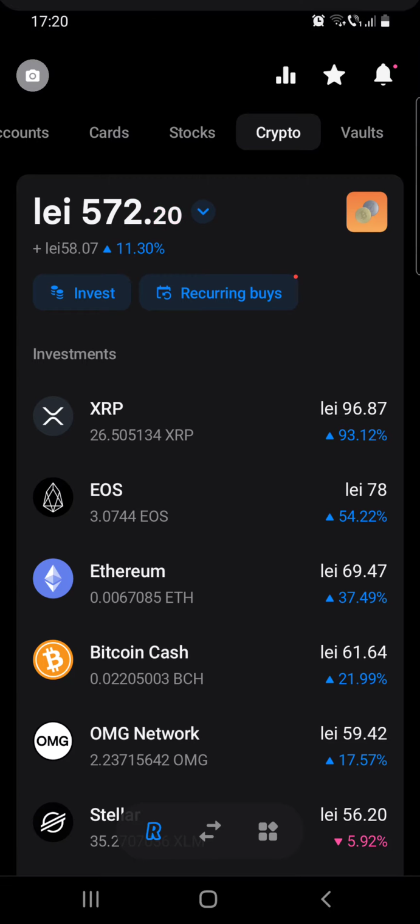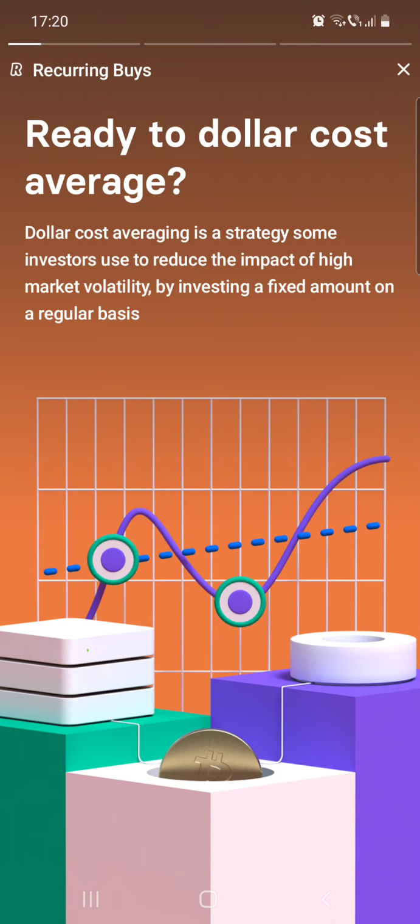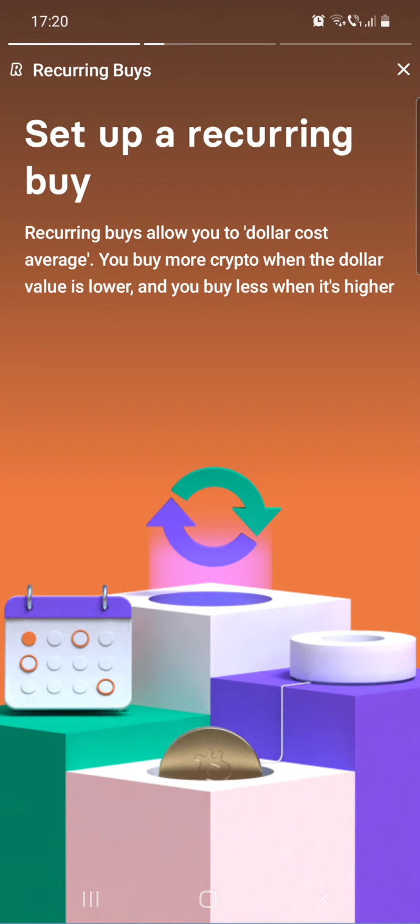You can also set up recurring buys. Ready to dollar cost average? Dollar cost average is a strategy some investors use to reduce the impact of high market volatility by investing a fixed amount on a regular basis. Set up a recurring buy.